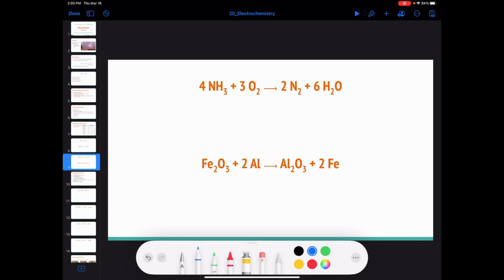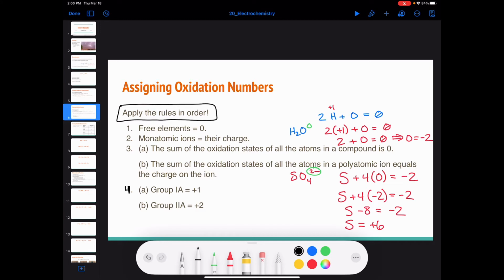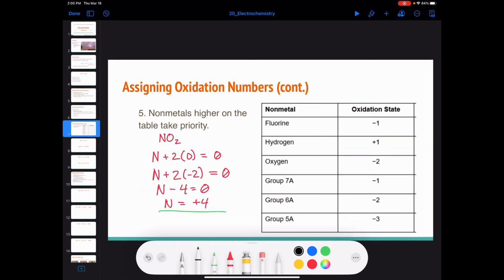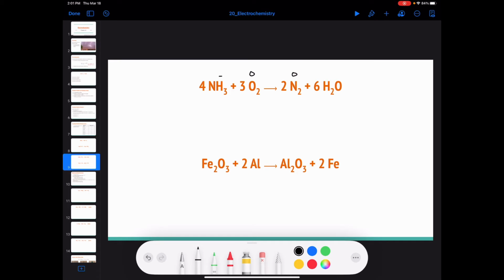Okay, so again, just like always, let's go through and look for free elements. Oxygen, 0. Nitrogen, 0, right? So they're just neutral elements by themselves. All right, now let's go ahead. I don't see anything from rule number 2, no monatomic ions. We do know that the sums of the oxidation states will have to add up to 0. I don't see any group 1A or group 2A, so now I need to start assigning these. So hydrogen, near the top of the list, right? So let's go ahead and assign that. So hydrogen gets a +1. Okay, that means that nitrogen is going to be stuck with whatever's left.